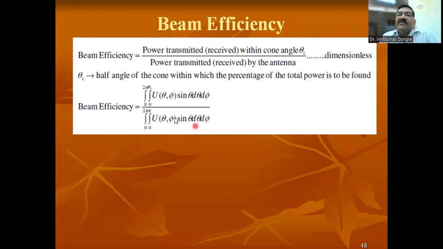So this is the radiation intensity, and this way we calculate it for the isotropic source, meaning all directions. So for an isotropic source, these limits are mentioned. The only change is in the limit: for the total it is 0 to pi, and here it is 0 to theta 1. So the horizontal angle is the same, 0 to 2 pi, and only the vertical angle changes, 0 to theta 1. So beam efficiency tells you when your beam is efficient. Okay.